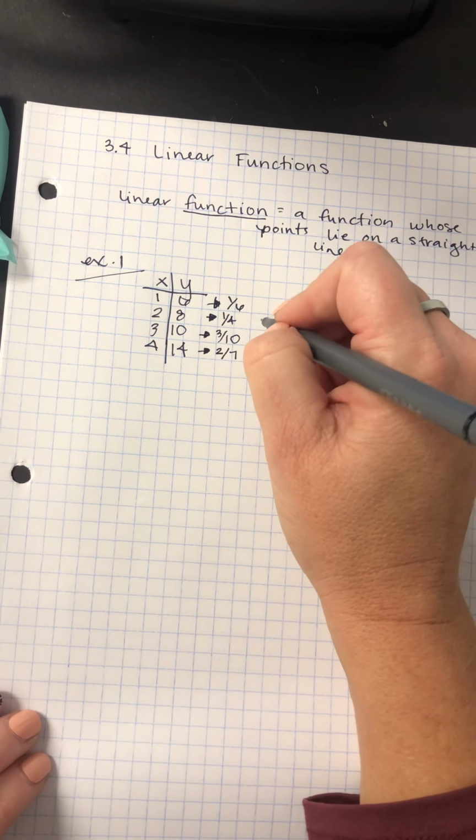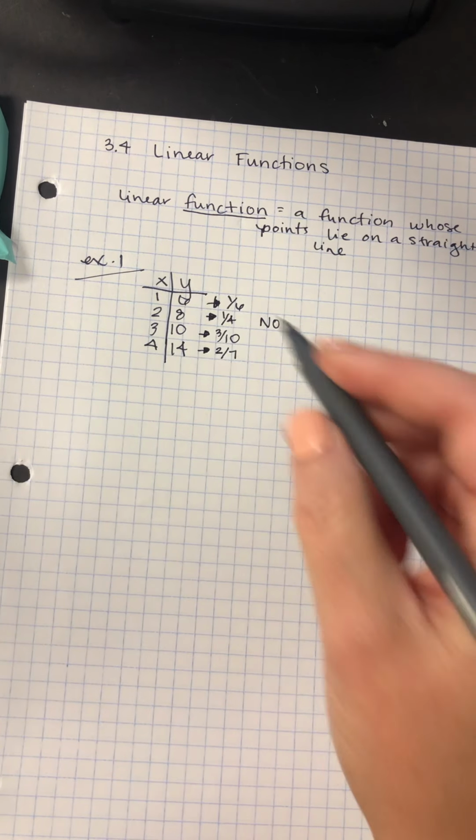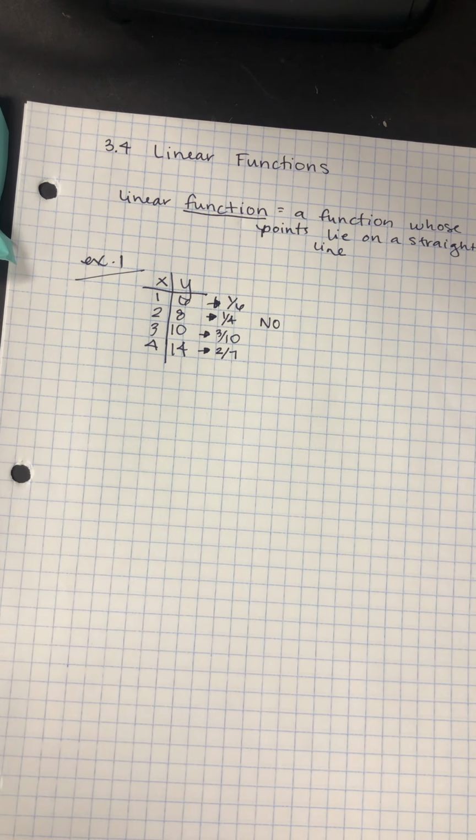So this answer, this is not going to be a linear function. That means it's not going to be a straight line. It can still be graphed. It's just going to be more of like a wave.